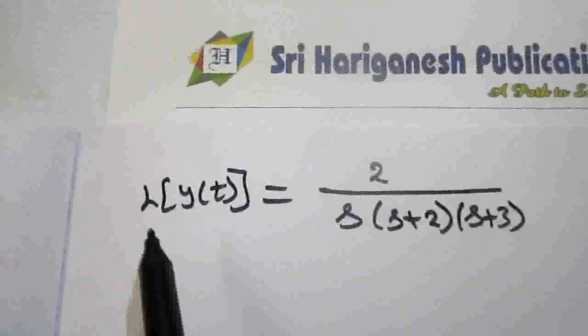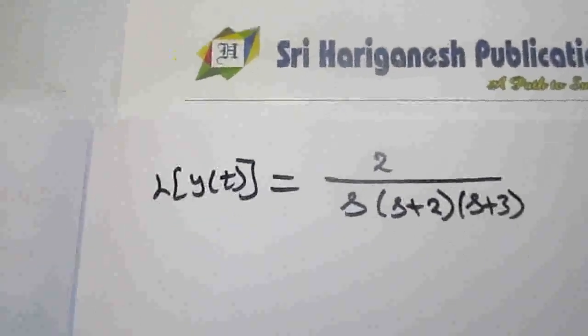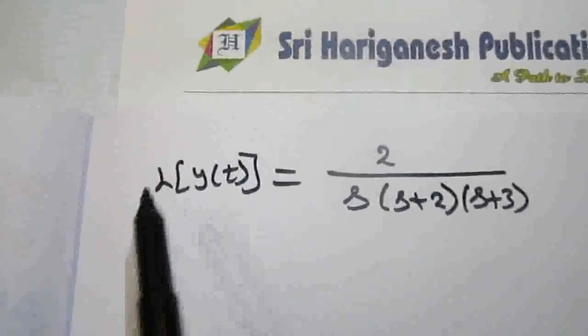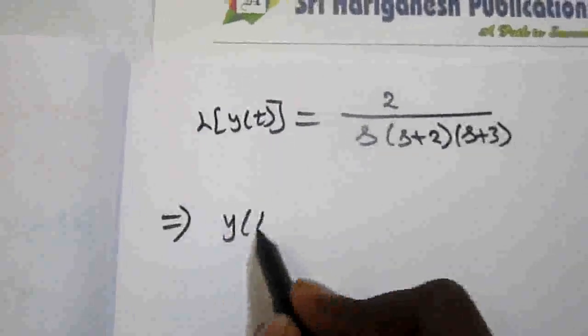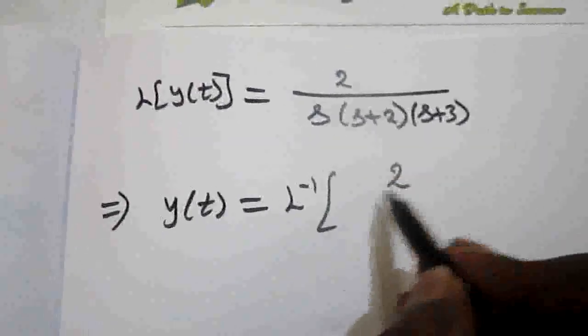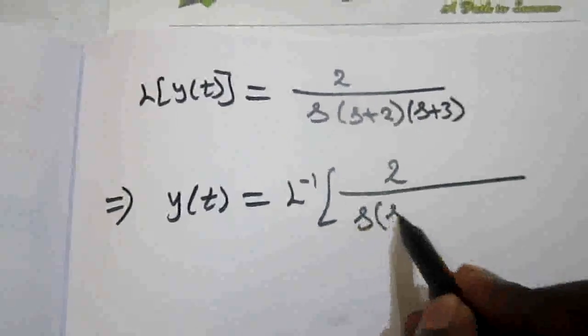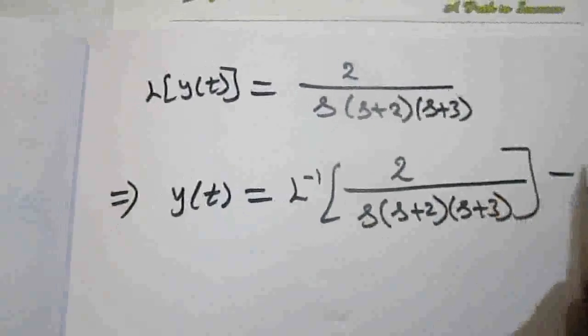Okay, and now I want to find out y of t, because in the problem y of t is a solution of the differential equation. So take L inverse on the right hand side, so that y of t is equal to L inverse of 2 by s into s plus 2 into s plus 3. Take this as equation number 1.